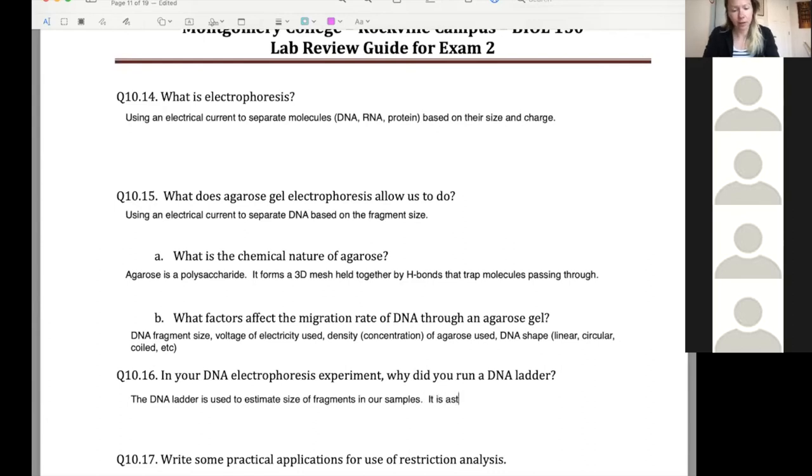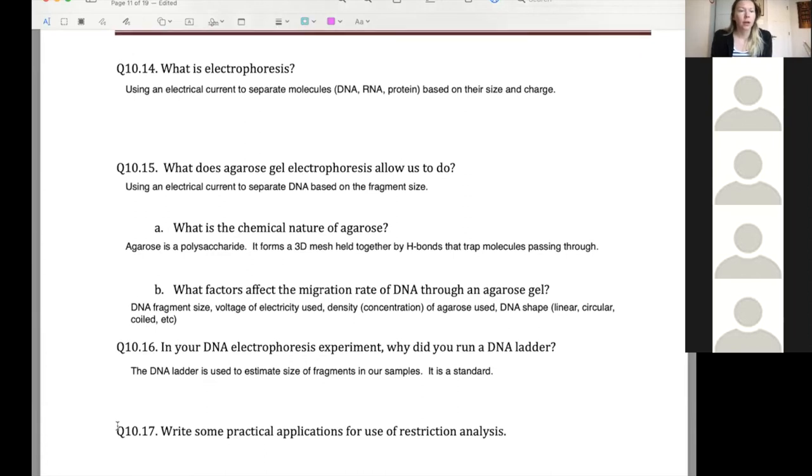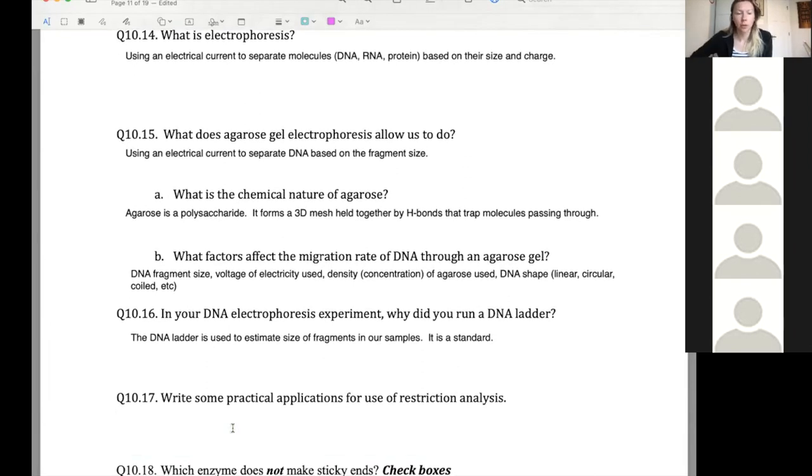So it's a type of standard because it contains fragments of known sizes, and then we can use that and compare it to the fragments of unknown or undetermined sizes from our experimental samples. Okay, we're asking for some practical applications for restriction analysis. So being able to cut DNA at specific sites, what might that be useful for?